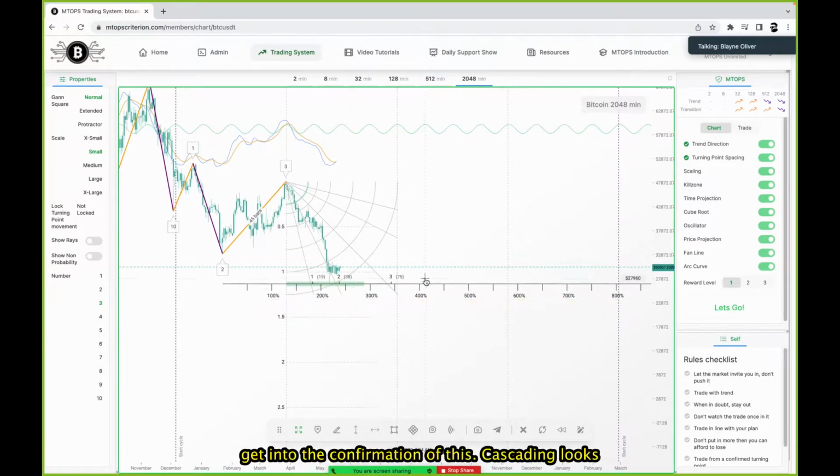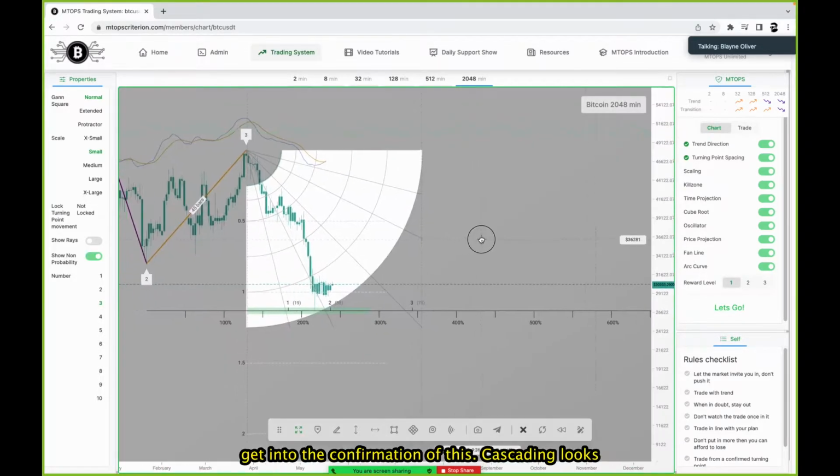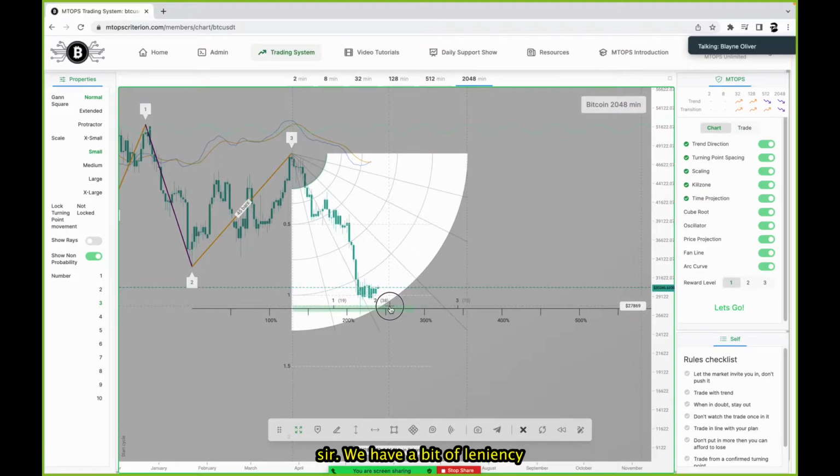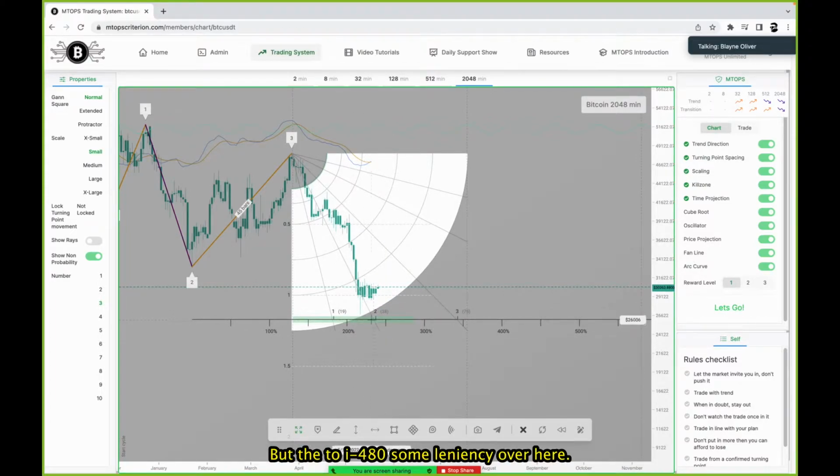Before we get into that, let's get into the confirmation of this. Okay, scaling looks pretty neat. Kill zone, neat. Time, alright. So we have a bit of leniency that we allow on the higher frames because of the thickness of the candles, or another way of saying that is that the amount of time to move one candle across is a lot bigger, which means that the precision doesn't always land up pinpoint as it might on the 32 or another time frame, right? The 128 is pretty accurate, but the 2048 we got some leniency over here.